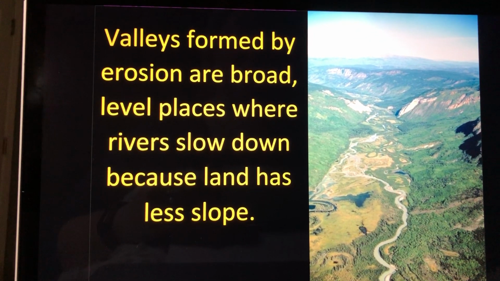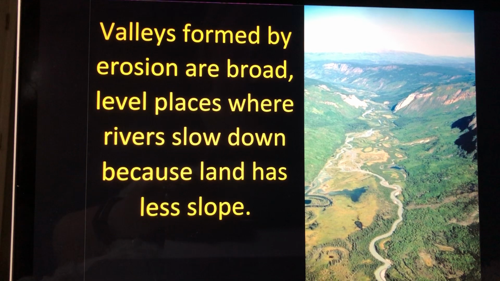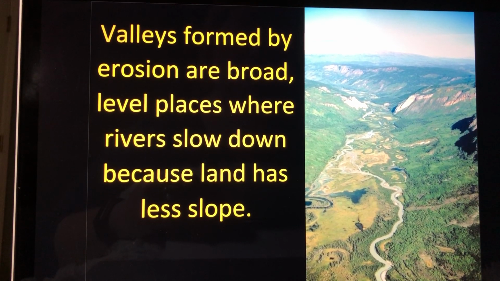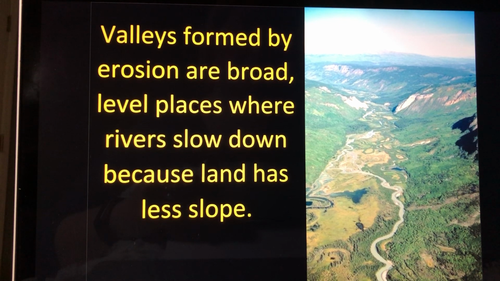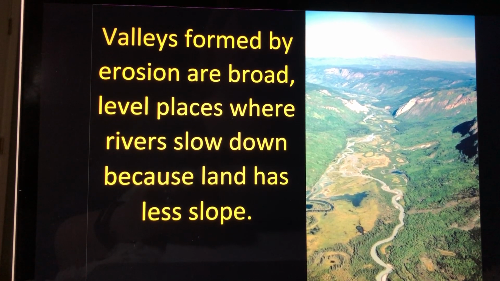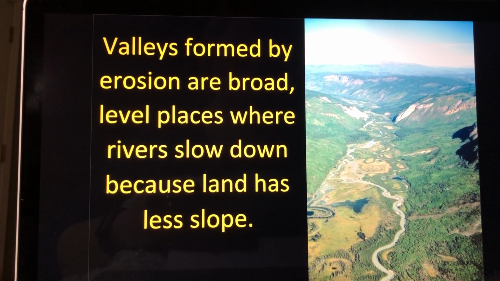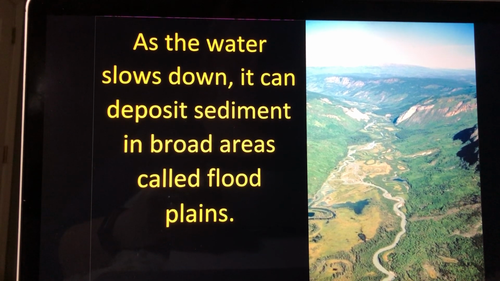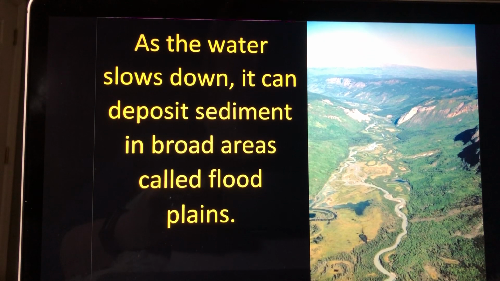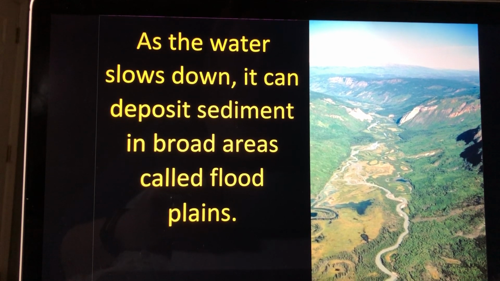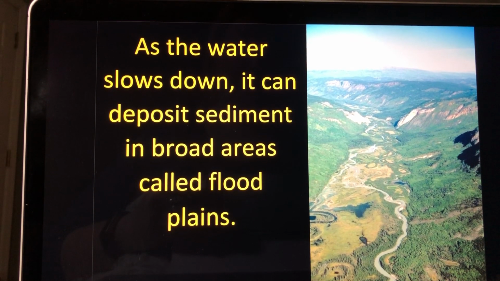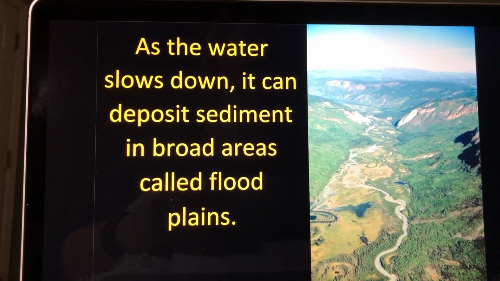Valleys formed by erosion are broad, level places where rivers slow down because the land has less slope. So water is going to go very slowly here because, again, it's not so steep a slope. Kind of all makes sense. As the water slows down, it can deposit sediment in broad areas called floodplains. So these areas where it does slow down is called a floodplain.